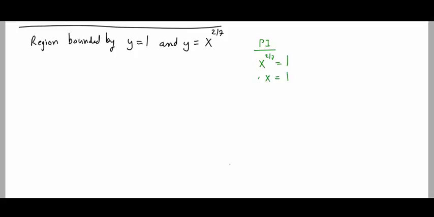Setting these up is going to be pretty straightforward. Now, when we're looking at this, you can say there's only one point of intersection. That's kind of strange. We'll see what happens here.